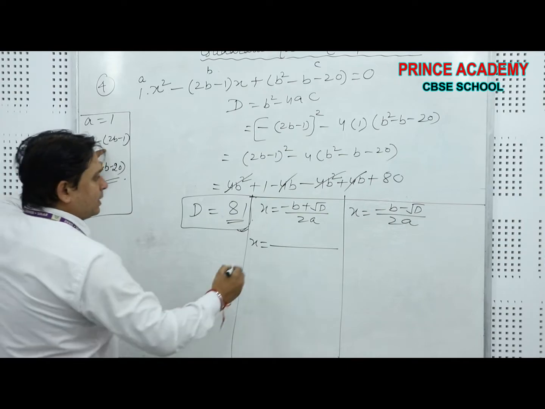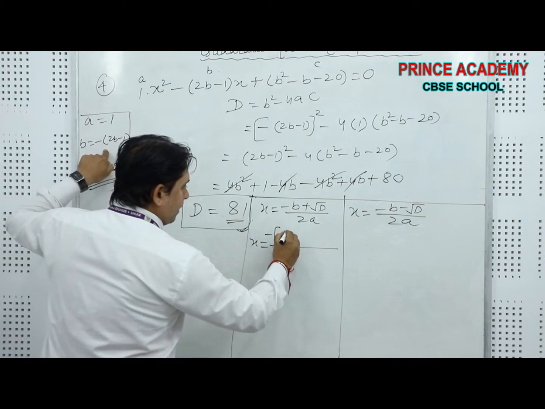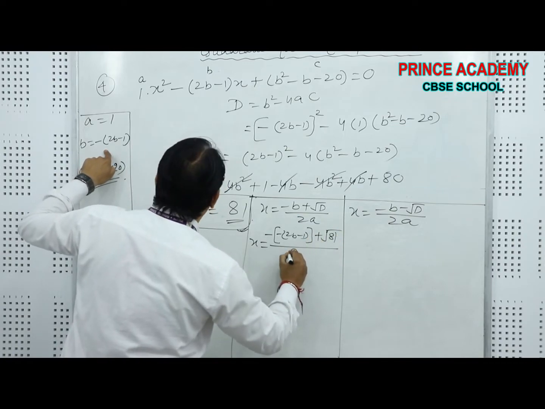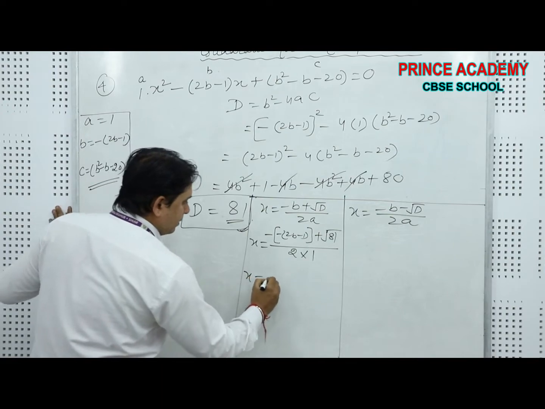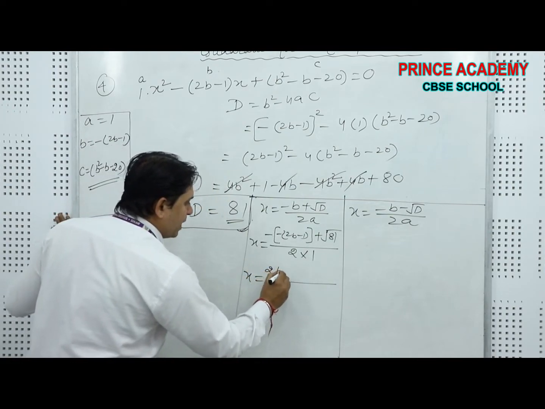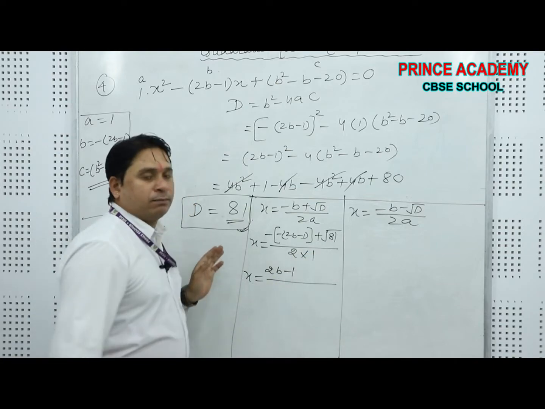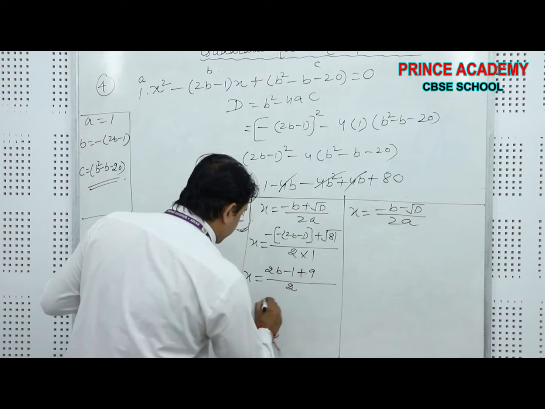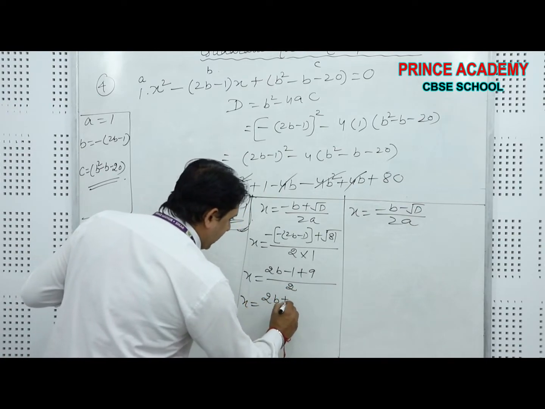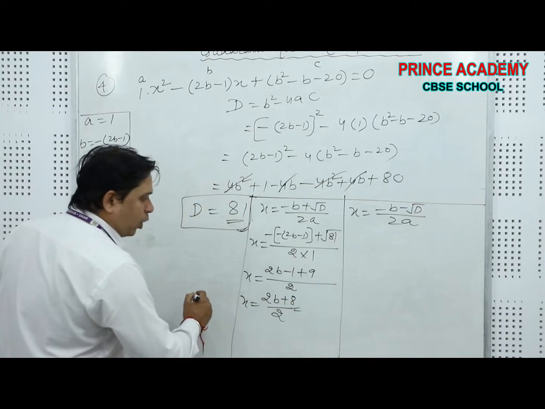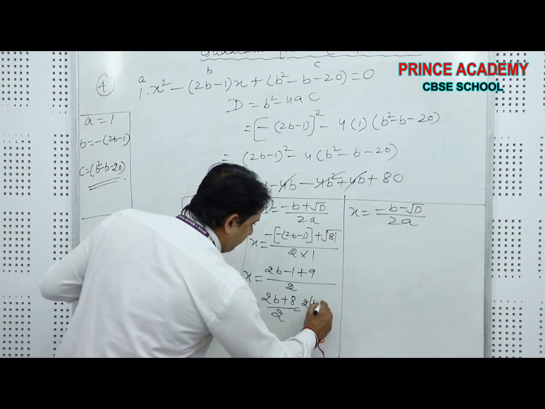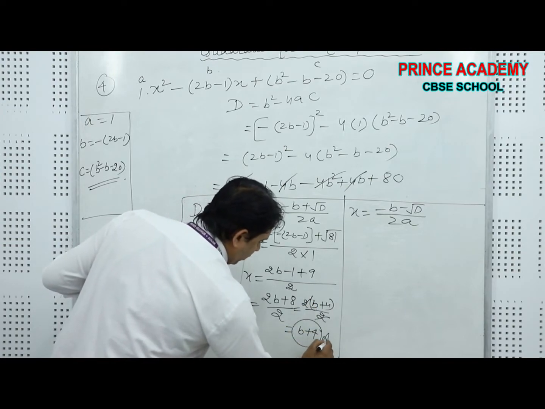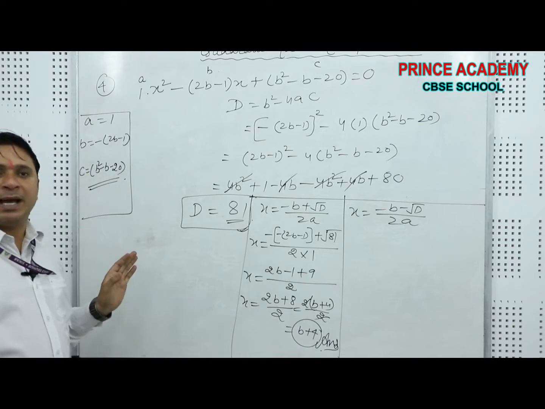What is b? This minus b plus root d by 2a. See beta, minus minus plus 2b minus 1 and root 81 is 9, so 9 by 2, 2b plus 8 by 2. We can take common 2b plus 4 by 2. The answer is b plus 4. Yes or no? The answer is b plus 4.